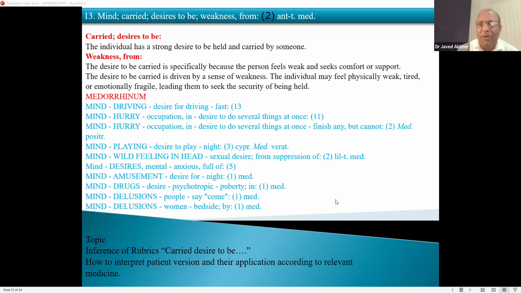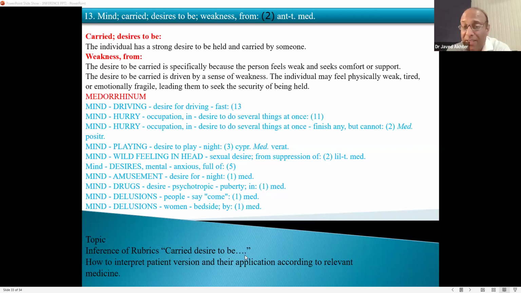There are two medicines: Antimonium tartaricum and Medorrhinum. Antimonium tartaricum, as you know, basically has cough and breathing problems. Why is Medorrhinum complicated? Driving, desire for driving fast. This patient says, I want driving. Driving means whatever work he is doing, he does very fast. Number one, hurry. Number two, occupation, desire for several things at once. Number three, desire to finish any but cannot, due to weakness.